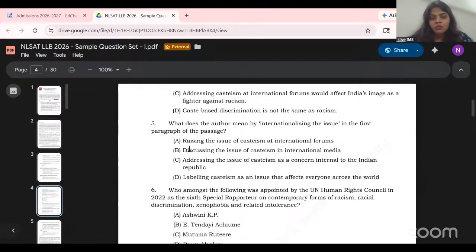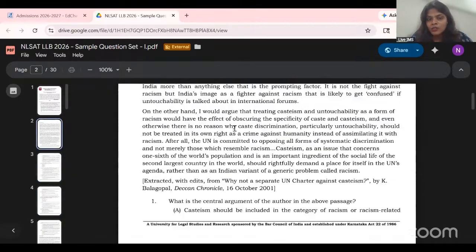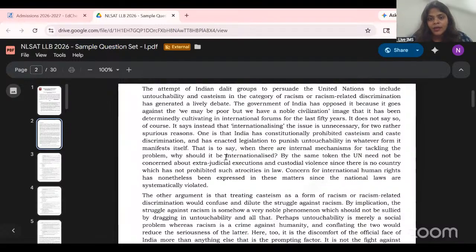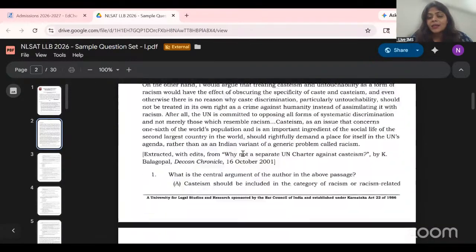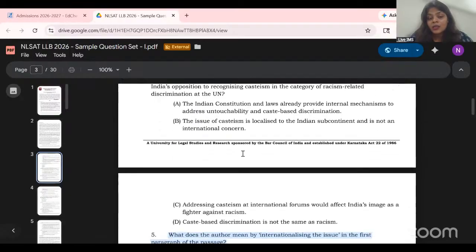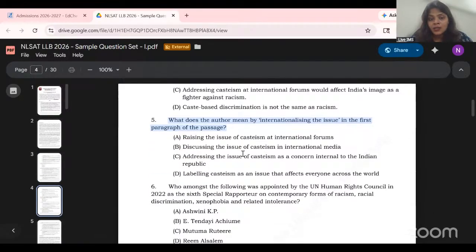Moving to the next question, which is: what does author mean by internationalizing the issue in the first paragraph? So it has already referred that this is what you have to see. So when we saw internationalizing the issue, we go back and again you see that, okay, you read this particular part, that it is talking about internationalizing the issue is unnecessary for two reasons. So it is mentioned here. Now what is this internationalization of issue? It is asking you what is the meaning of this part?